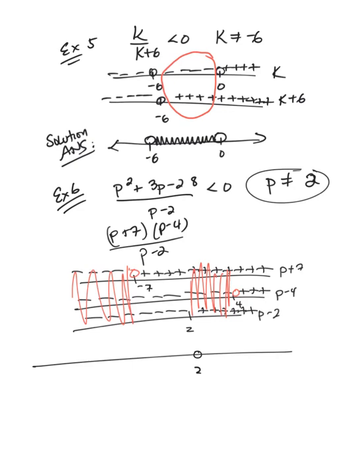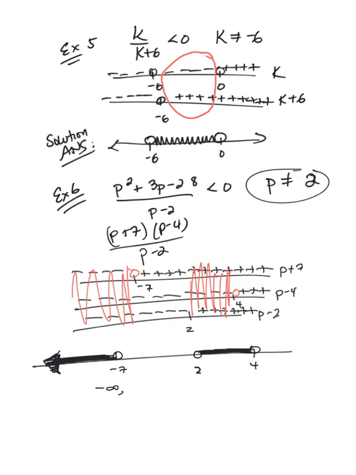So what does this graph look like? To the left of -7, all those values would work. By the way, you can always take values and substitute in. Between 2 and 4 would work, not including 2 and 4, because 2 would be undefined and 4 would be 0. So this is what our solution looks like.